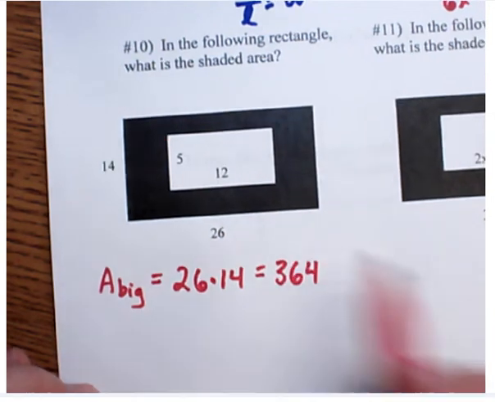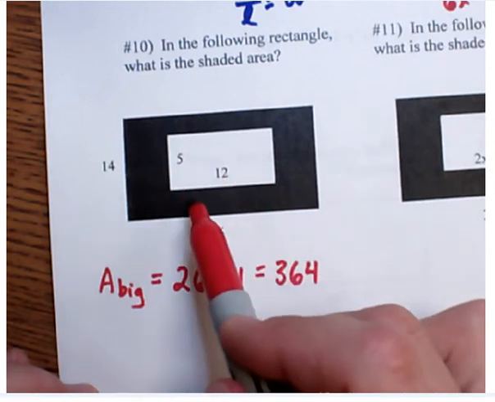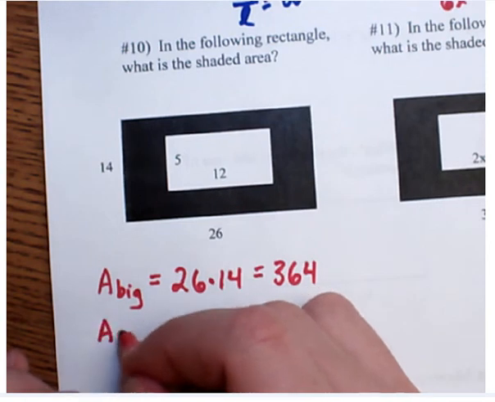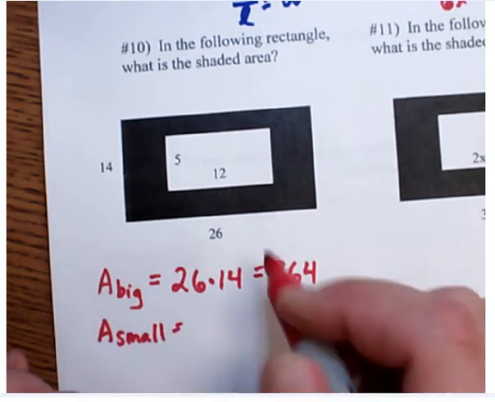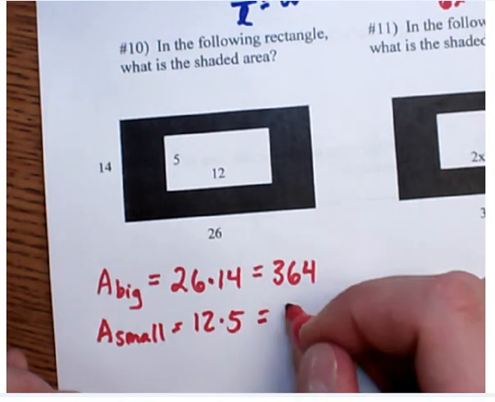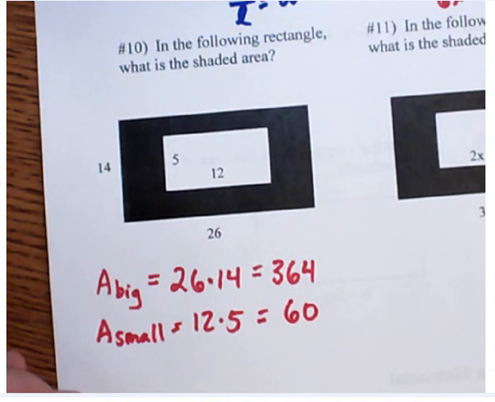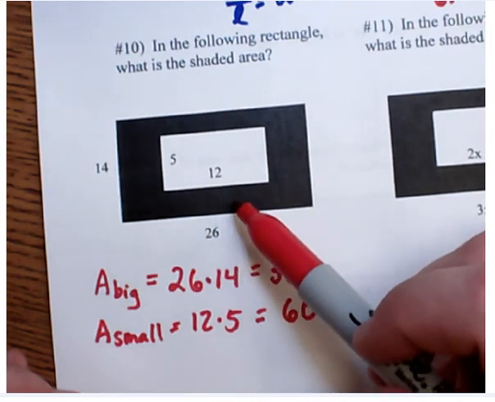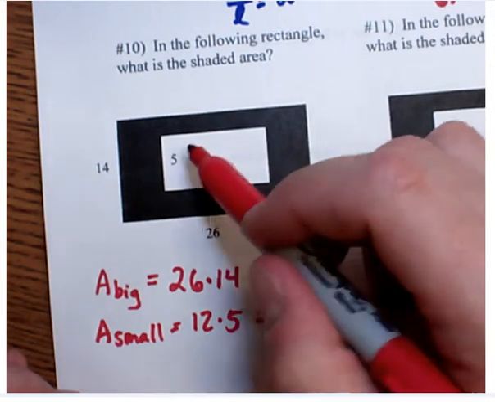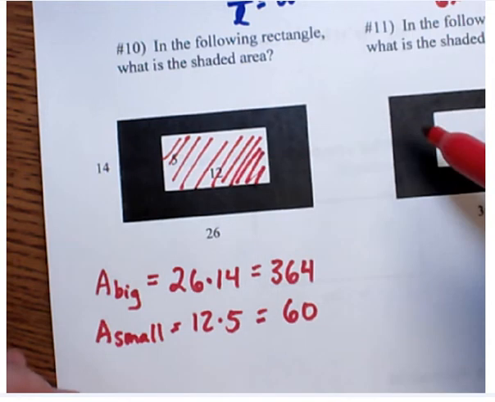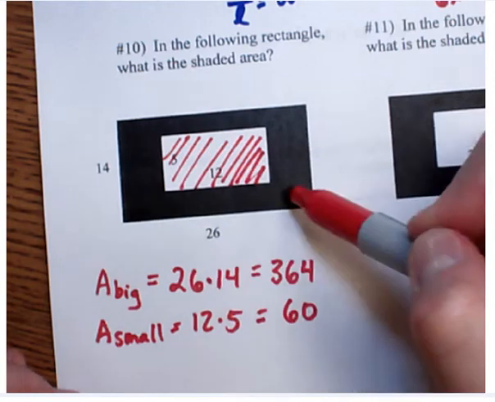Now that's the big one. That includes all of this on the inside. Now, you also have a small rectangle. The area of the small one is length times width, 12 times 5, which is 60. Think of it this way. If you want the shaded area, if you take the big one and then you subtract out, let's take this out. Now how do I take that out? I subtract it. And if I take it out, what's left is going to be shaded.